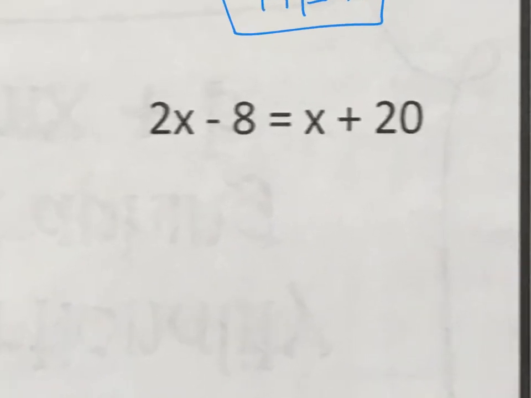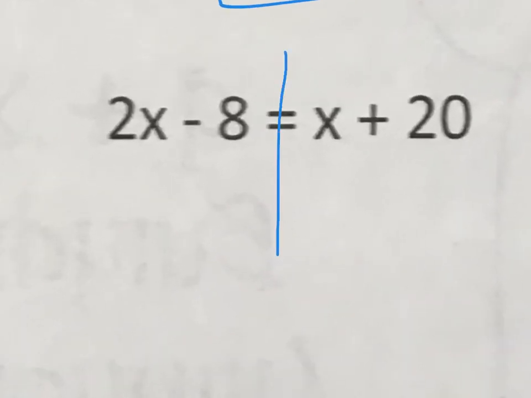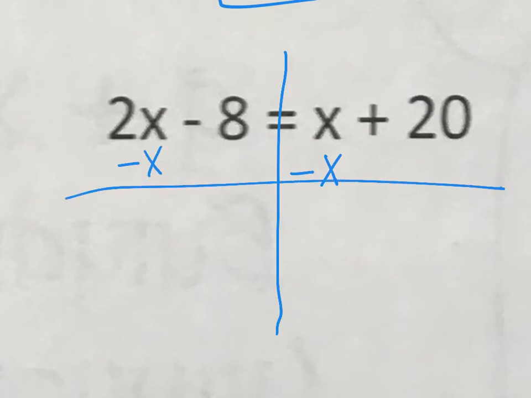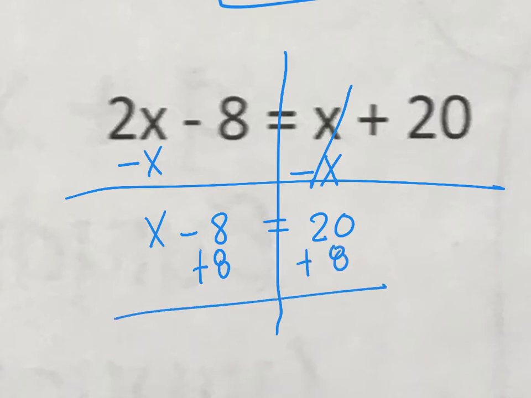Okay, our last one, we'll go ahead and leave this as a two-step. Draw my line, move my smaller x to my bigger x. So I'm going to move negative x over here. I'm going to get x minus 8 equals 20 if I rewrite it. And then you're going to add 8. So you're going to get x equals 28.